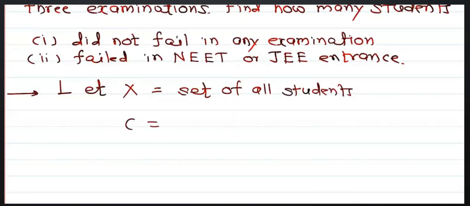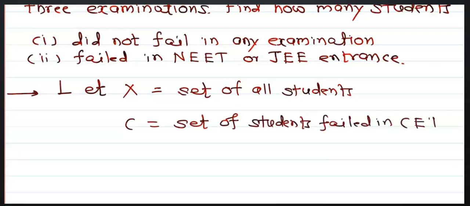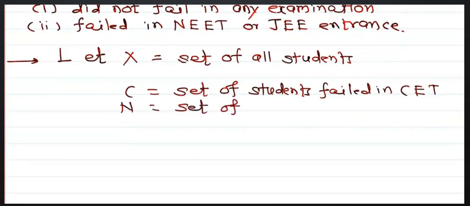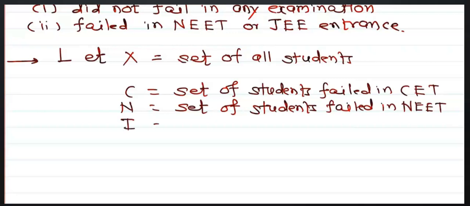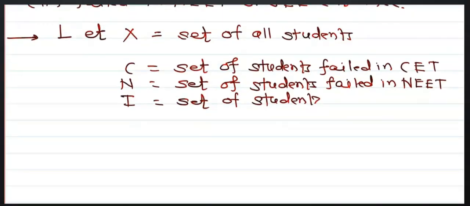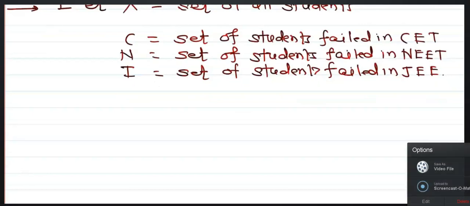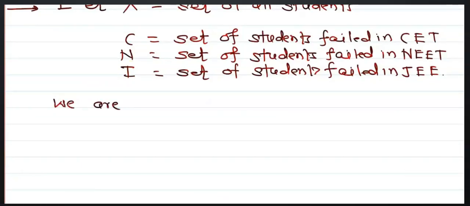all students. C is equal to the set of students who failed in CET. N is equal to the set of students who failed in NEET. And J is the set of students who failed in JEE. Now see this in this case, their corresponding letters are here. Here it is I, this letter is stated as J. I will change it.